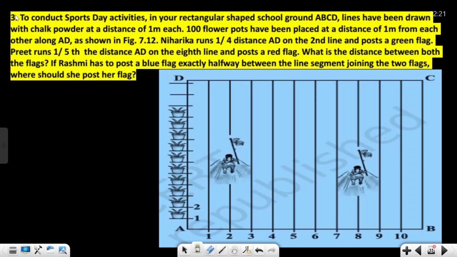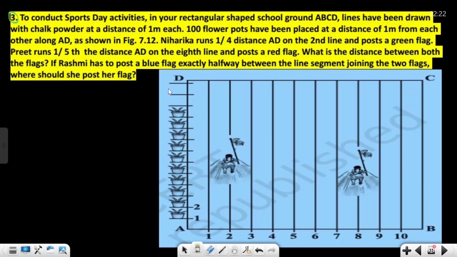Now question number 3. To conduct a sports day activity in your rectangular shaped school ground ABCD. Okay, the ABCD ground is given. Lines have been drawn with chalk powder at a distance of 1 meter each. So this line distance is 1 meter, 1, 1, 1, like this. 100 flower pots have been placed at a distance of 1 meter from each other along AD.